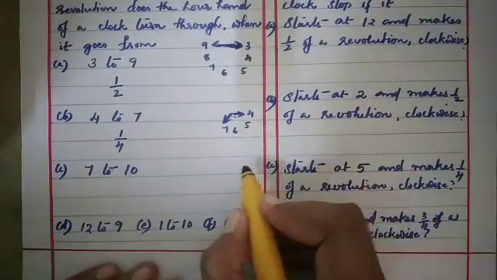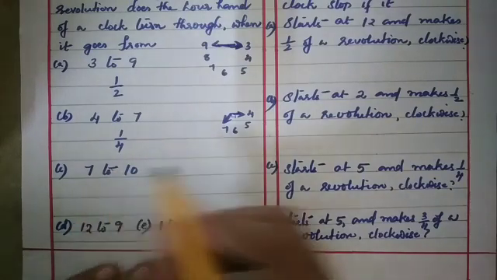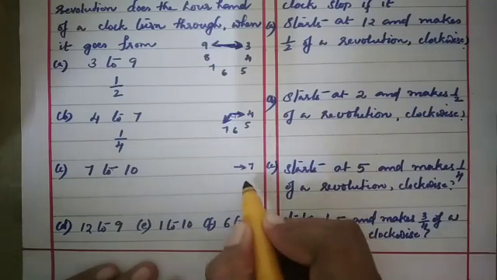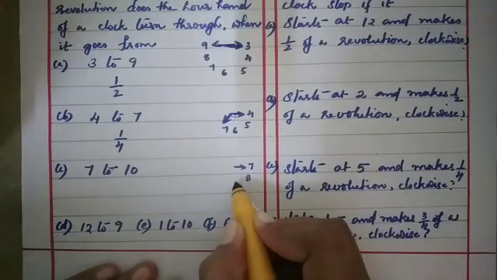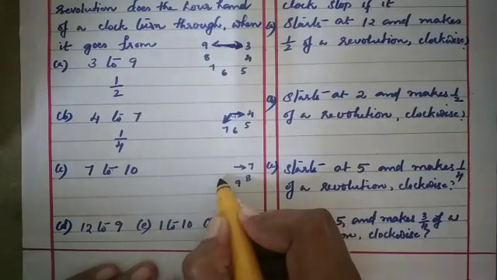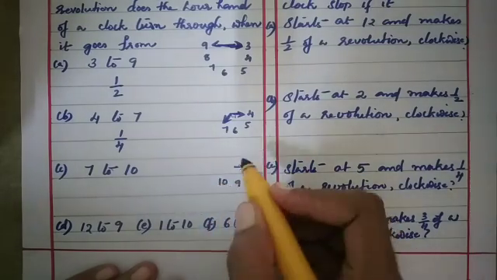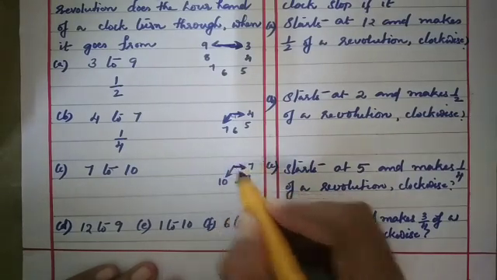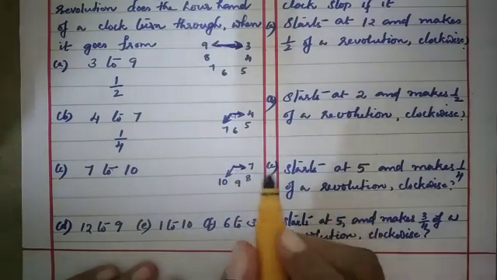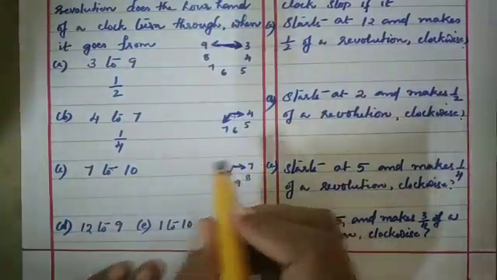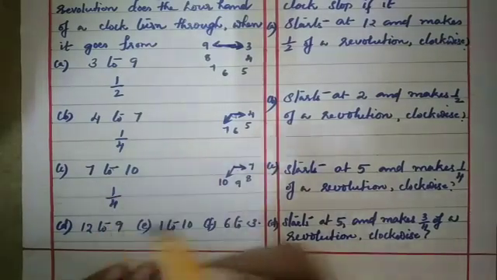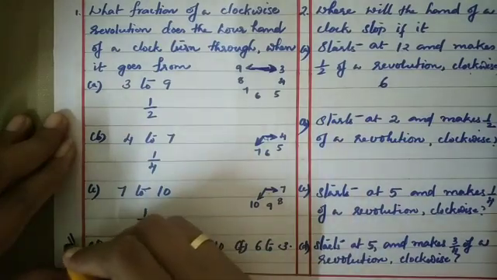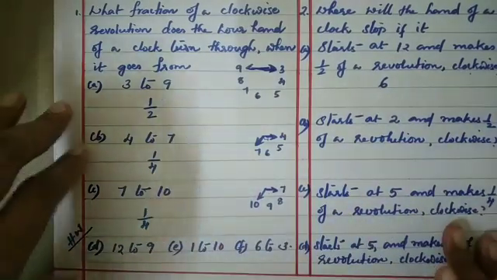So then next is 7 to 10. Okay, so 7 is there, our hand is facing 7, then 8 is there, then 9 is there, then 10 is there. Okay, so our hand is facing in this direction. 7, 8, 9, 10. So here also is 1 right angle, is 1 by 4 of a revolution. Hope all of you understood. Okay, questions D, E and F do as homework. Remaining questions D, E and F do as homework.